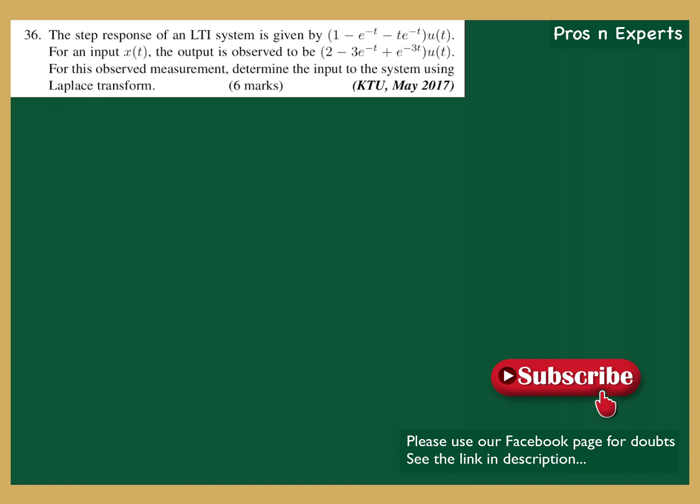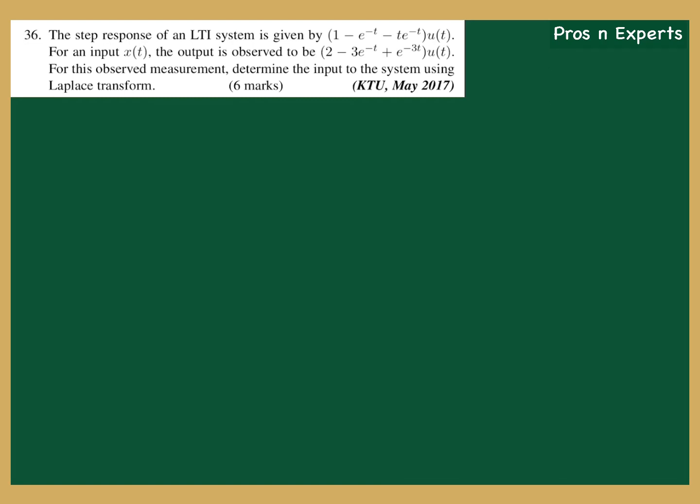Okay, so for an LTI system, the step response is given, right? Step response means the output of that system for an input step signal. The output of the system for a step signal as input is given by 1 - e^(-t) - t e^(-t), times u(t). Now for any arbitrary or particular input x(t), the output observed is also given, that is 2 - 3e^(-t) + e^(-3t). So the question is to find out that input x(t).